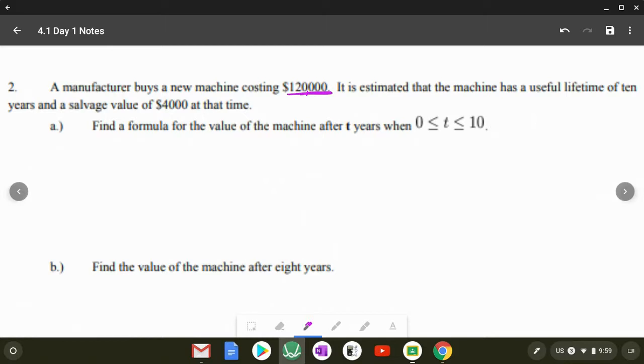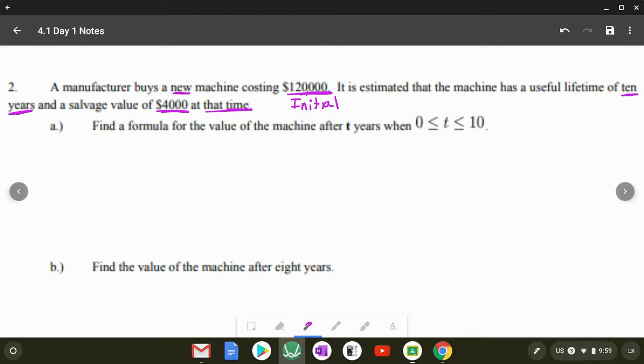We know that the initial cost of the machine, or the initial value, because it says it's being bought new, is $120,000. And then the salvage value is $4,000. And here's where you've got to look closely. It says at that time. Well, at what time? Let's look back. It says after 10 years, it has a value of $4,000.